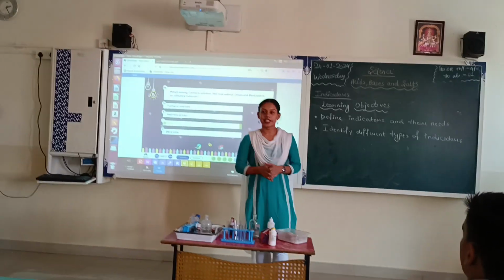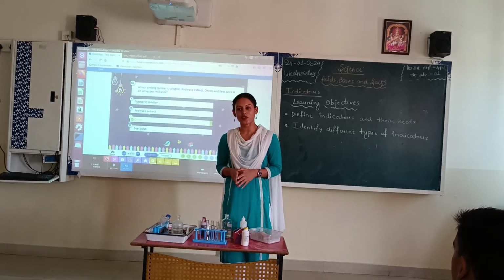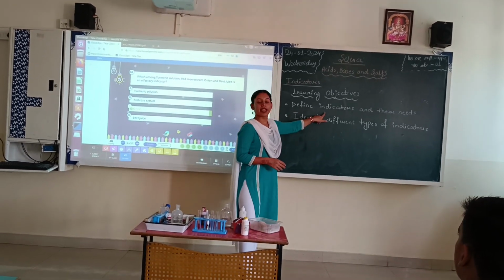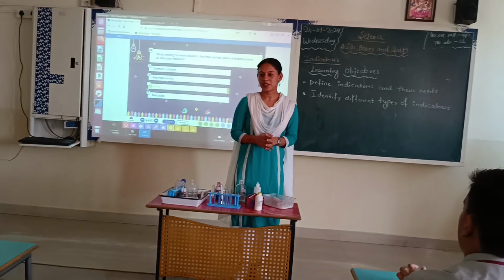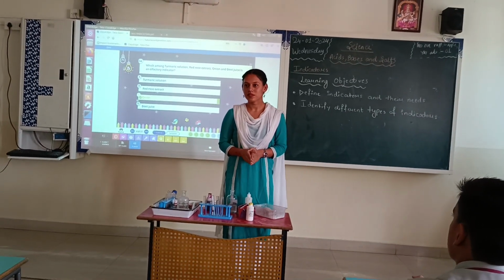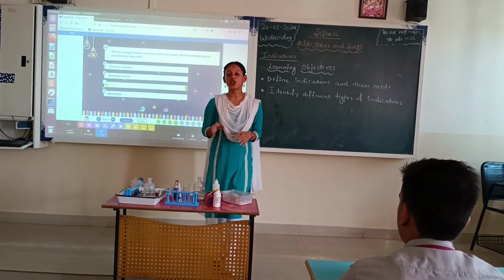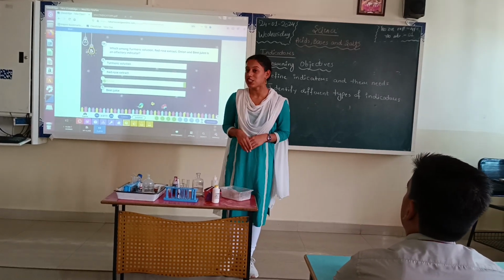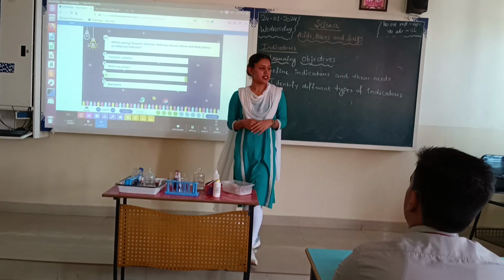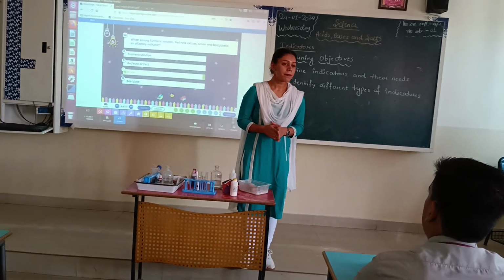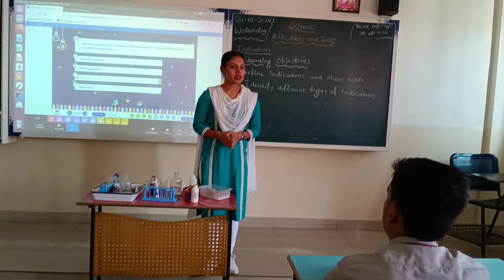So that's what we wanted to learn today. That is, what are indicators, why do we need indicators, and what are the various types of indicators which we have. So define indicators. Can anyone define the term indicators? Yes. A solution used to test whether a substance is acidic or base. Very good. So these are the substances which are used to detect whether the given substance is acidic or base. Why do we need indicators? Because some strong acids and bases we cannot taste to determine it. Yes. So using indicators we can detect.